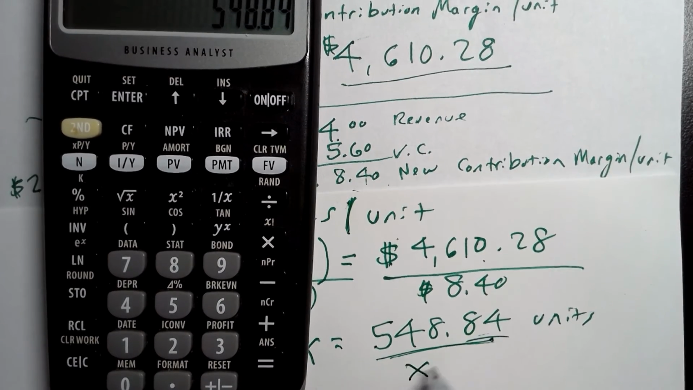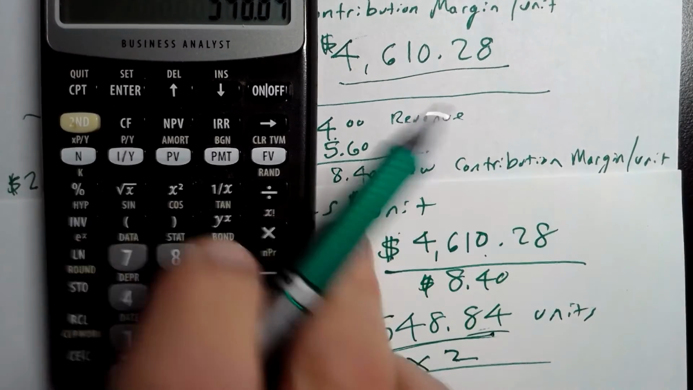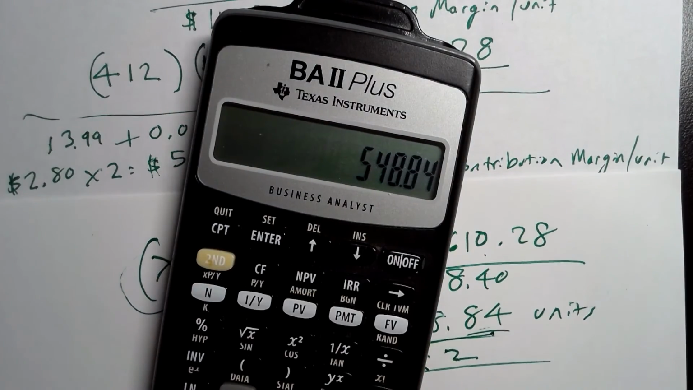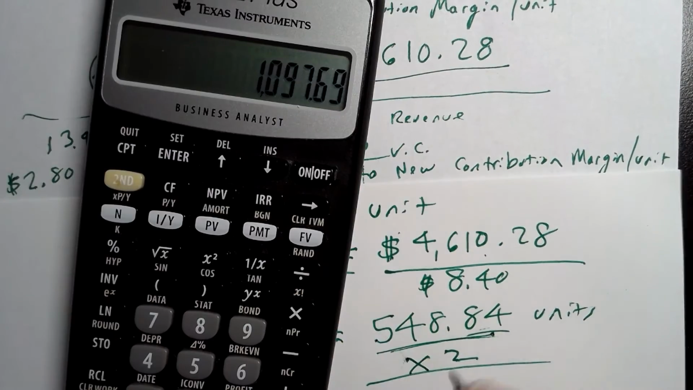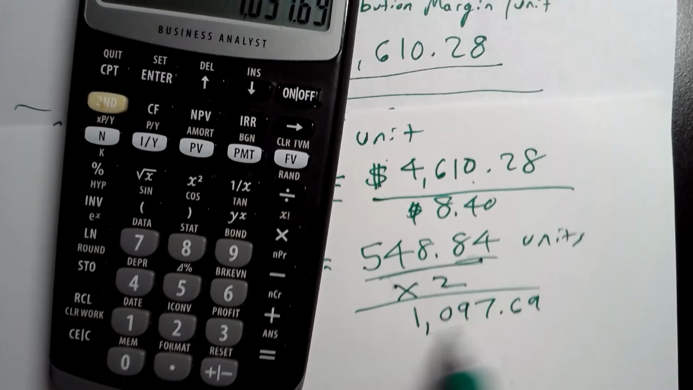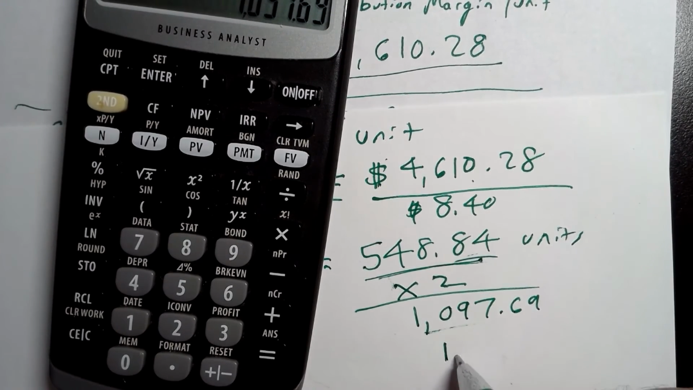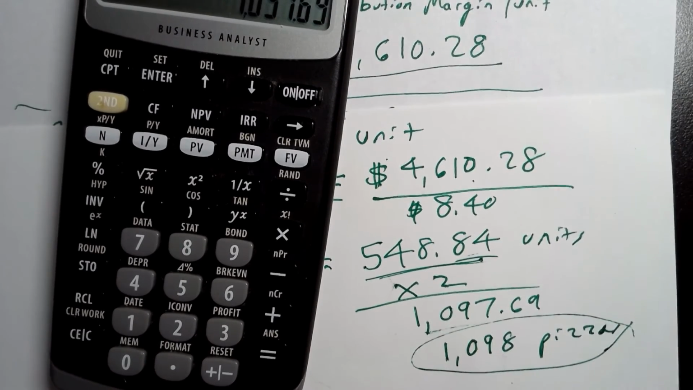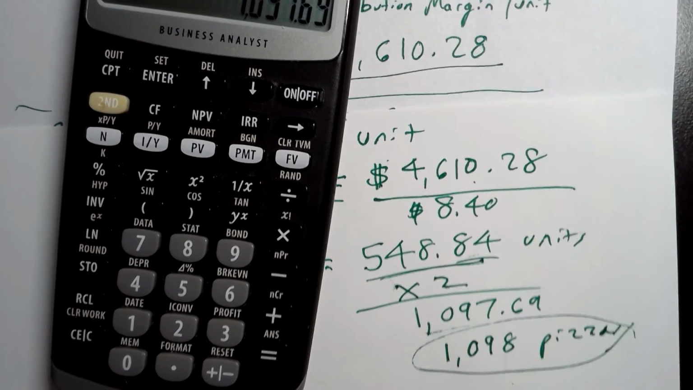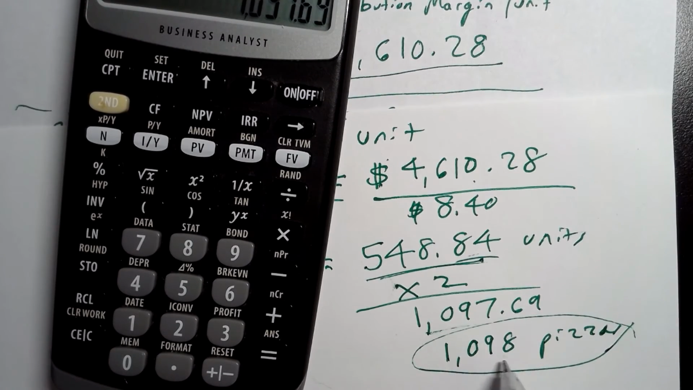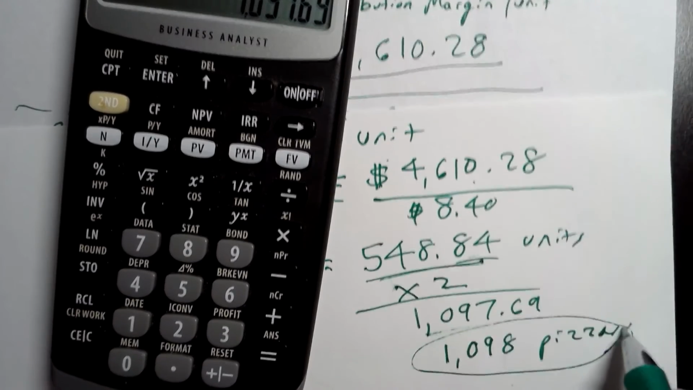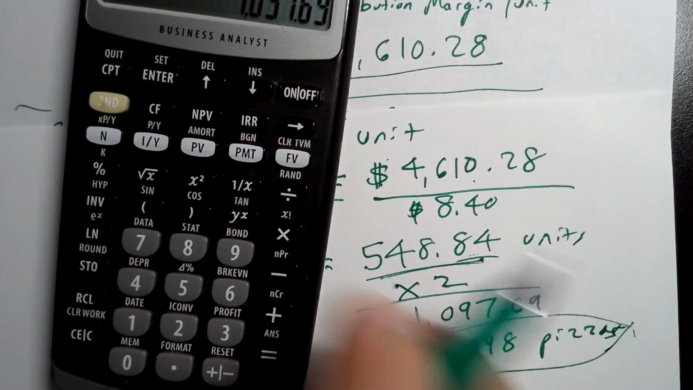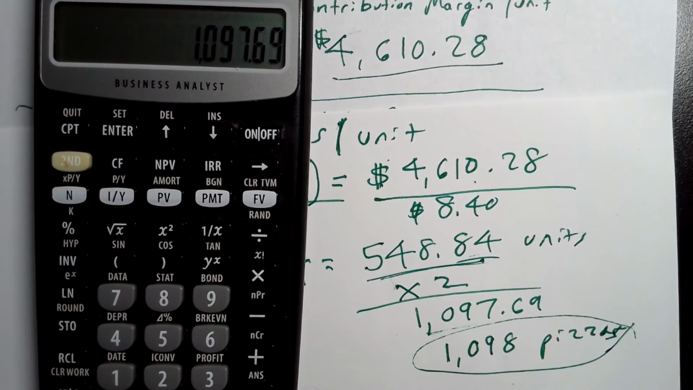So first of all, let's multiply it by 2 because there's 2 pizzas per unit. So I'm going to take the 548.84 and multiply it by 2. And then I have 1,097.69. And because that is not a whole number, we need to change it into a whole number: 1,098 pizzas. So we have to sell quite a few pizzas to match that margin before. So that's the answer, 1,098 pizzas. And that's how many we need to sell to get the same gross profit as we had before. So you're going to have to decide whether that's doable and whether that's worth it.